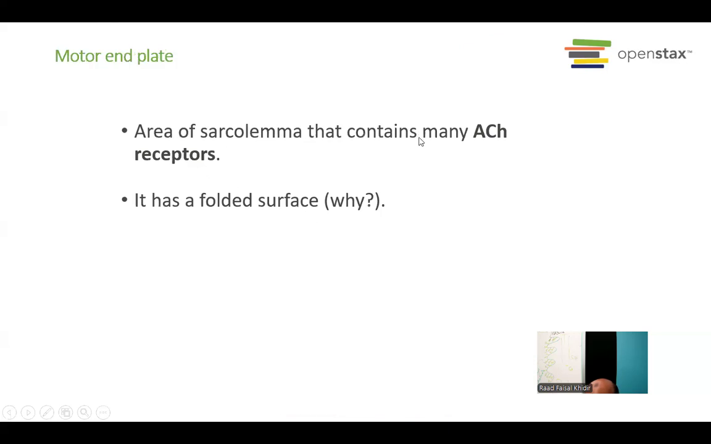There's an area of the sarcolemma that contains many acetylcholine receptors. It has folded. Why is that? Why does the end of the motor end plate have a lot of folds, like I drew here? You see the folds? Why is there a lot of fold?